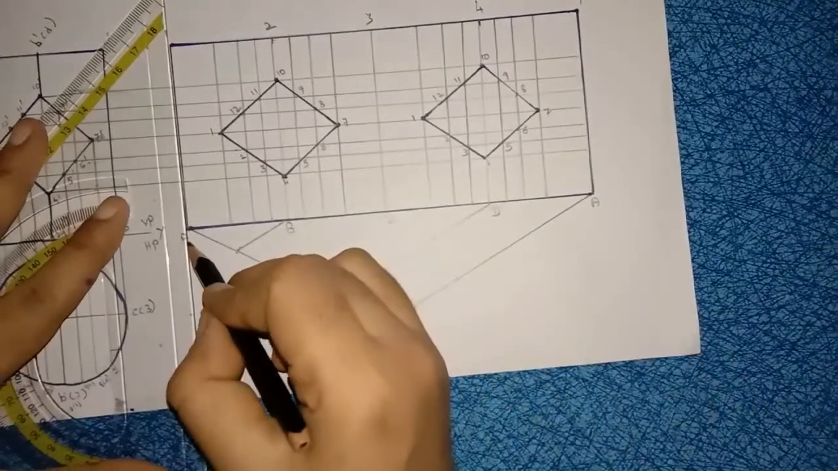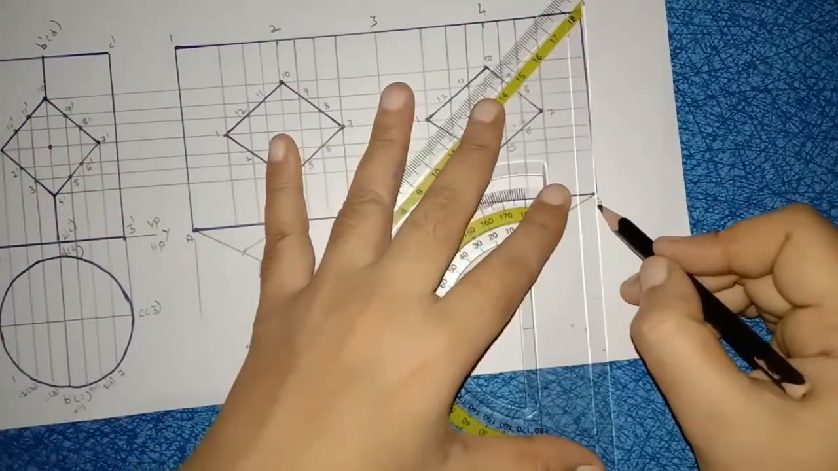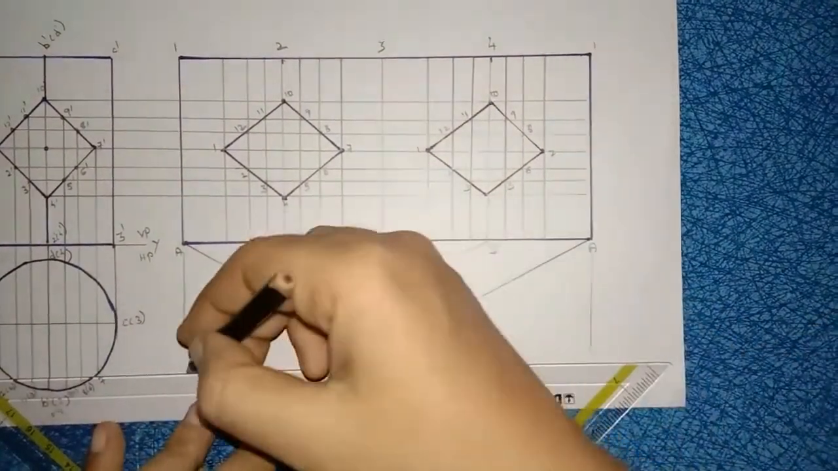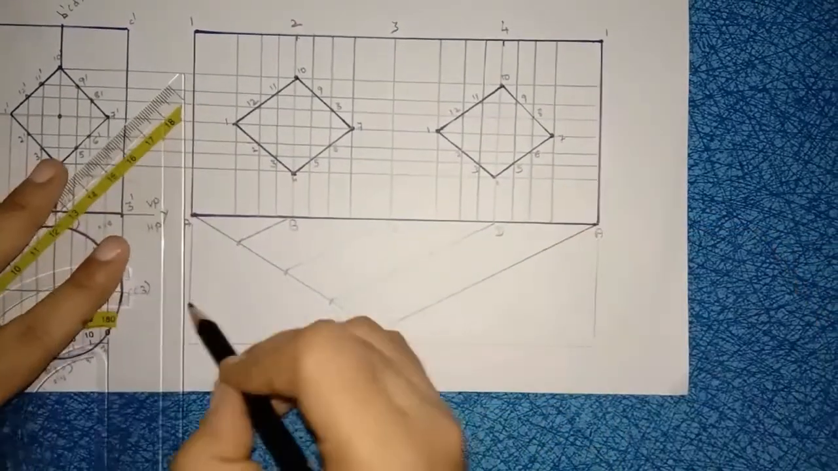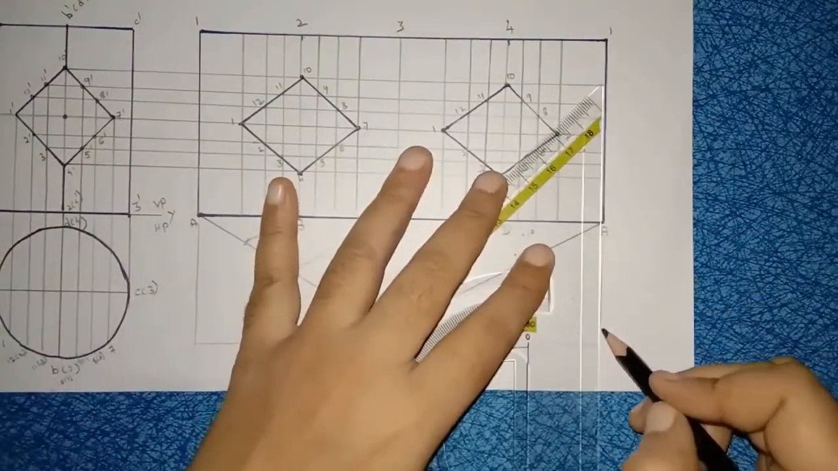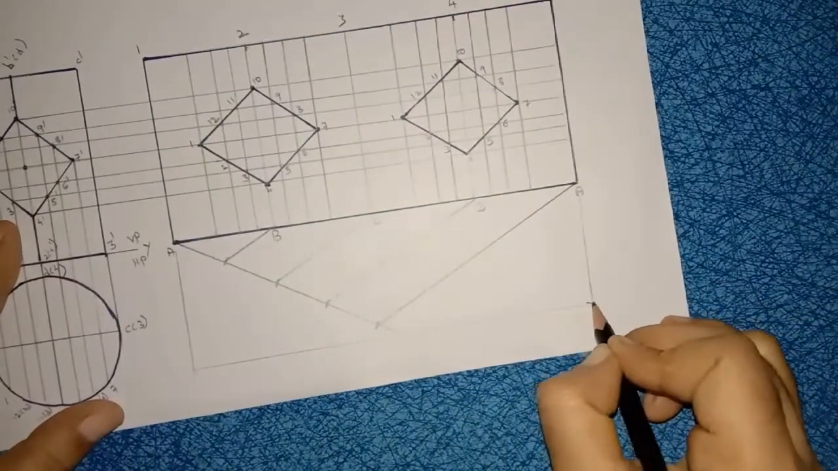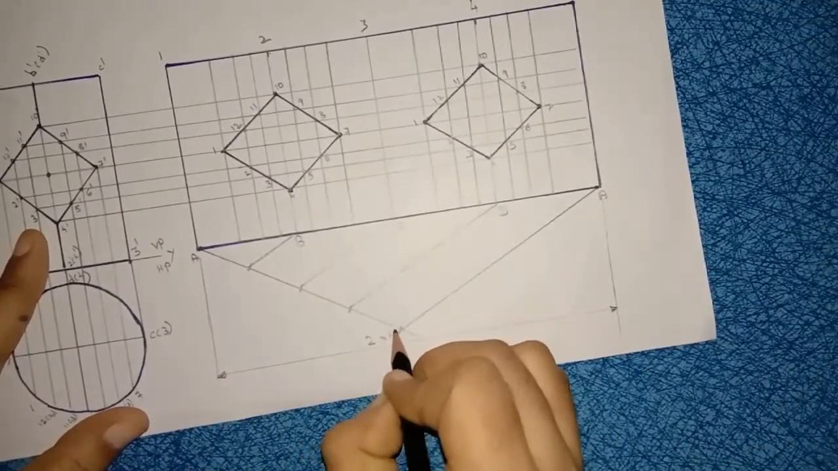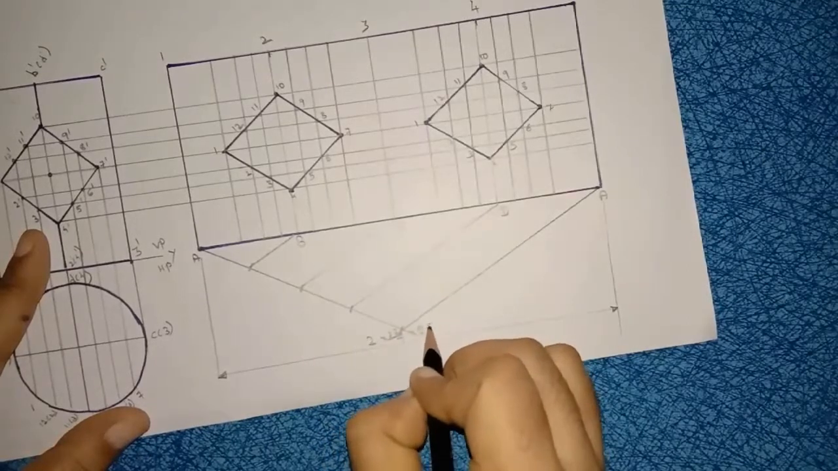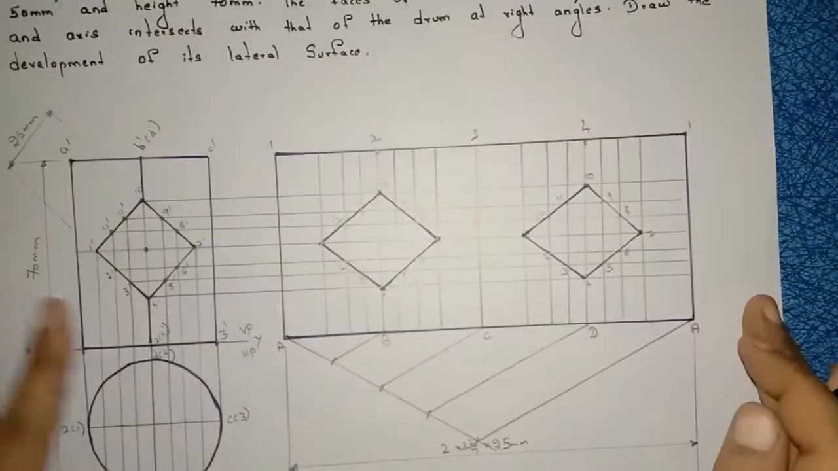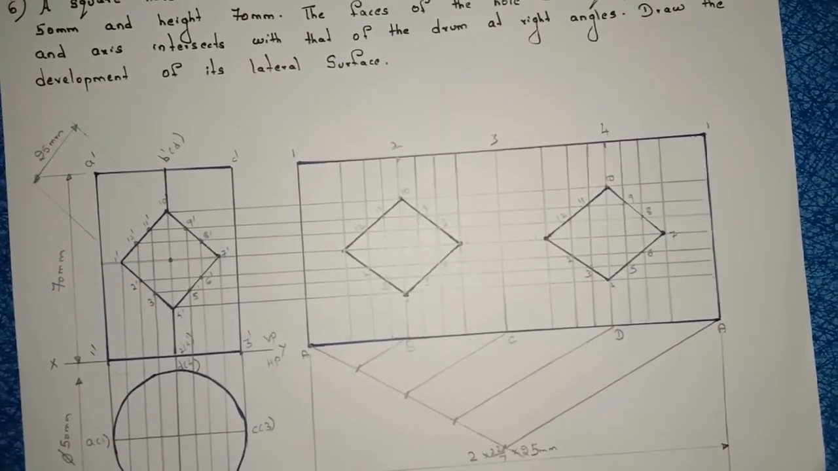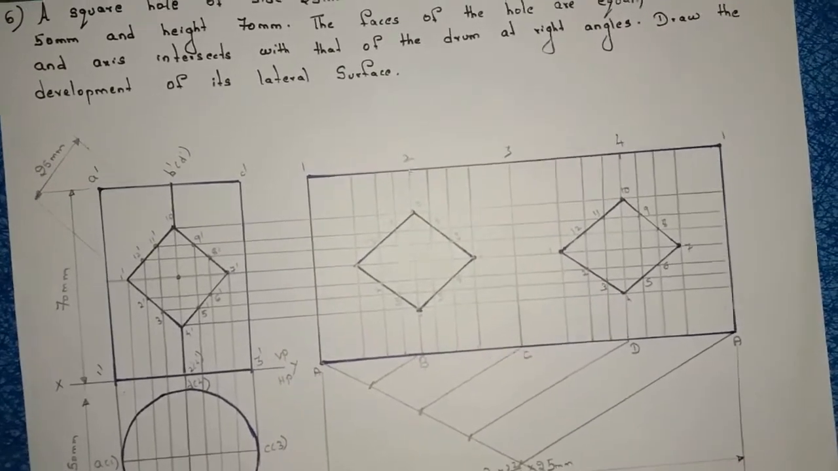25 mm, right? And here we have constructed a straight line which is equal to the circumference of the circle, 2 pi r. Two into 22/7 into the radius of the circle, 25 mm, right? So this is the problem when a square hole is inserted in the cylindrical drum, right?